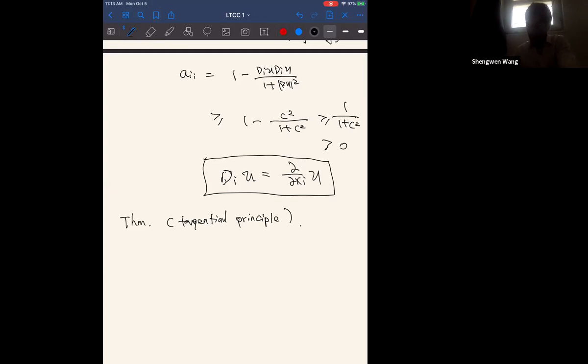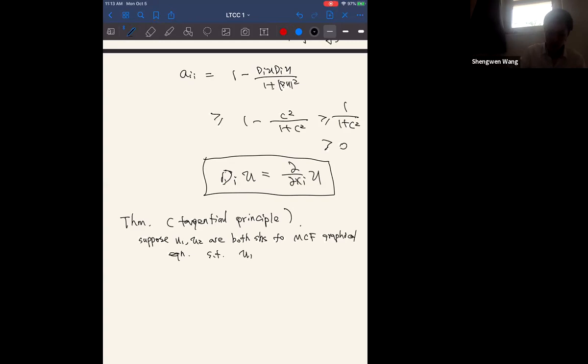All right. So suppose U1 and U2 are both solutions to the mean curvature flow graphical equation, and such that one of them is lying entirely on one side of the second one. So say U1 is greater than U2 everywhere on the parabolic ball in the backward direction.